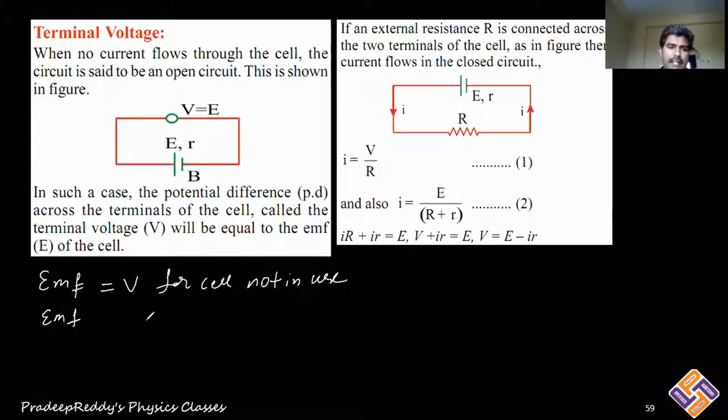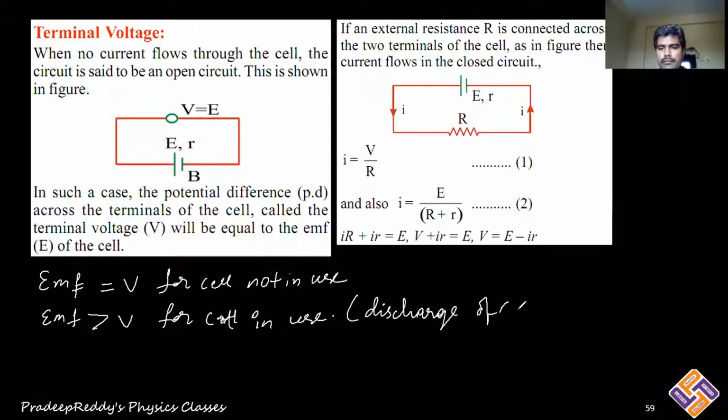EMF is greater than V for a cell in use. When it is in use, the potential difference is less than the EMF of the cell, and usually this is discharge. So what you are doing is connecting one external component to the electric cell. As a result, the cell will undergo discharge. So when it is discharging, EMF is greater than the voltage V.